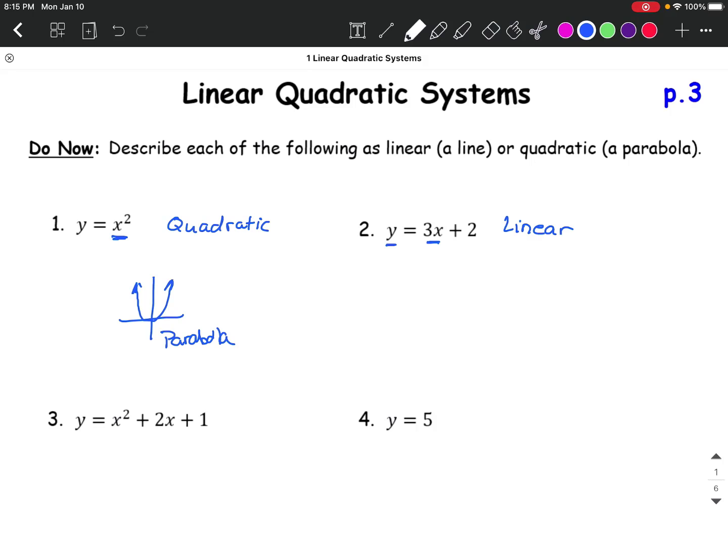So if you look at number 3, as soon as you have an x squared, you have a y and you have an x squared. That makes it quadratic. And in 4, there's no squaring, so it's going to be linear. But this one, not only is it linear, this one is a horizontal line. And we're going to talk in a minute about how you'll tell when a line is going to be horizontal.